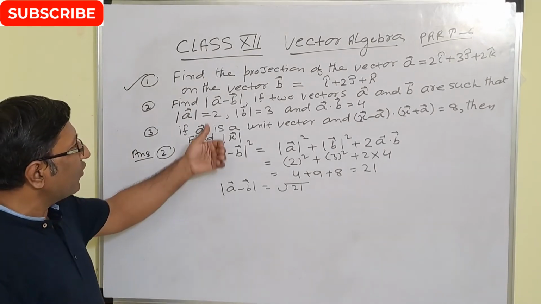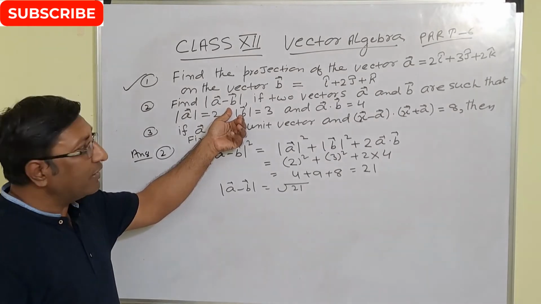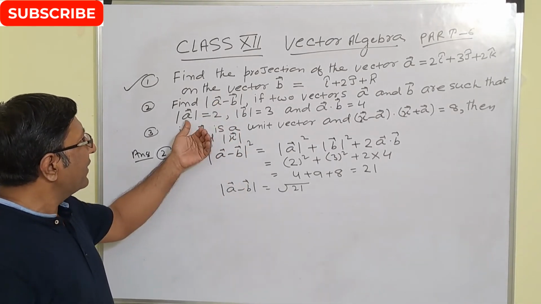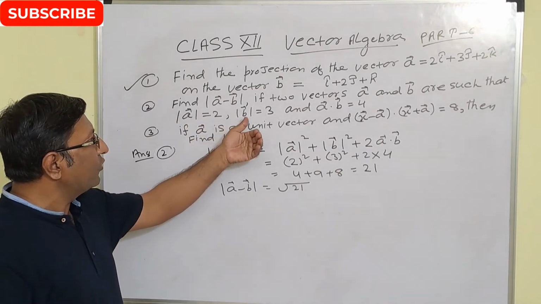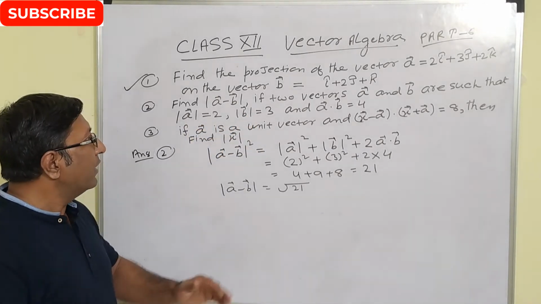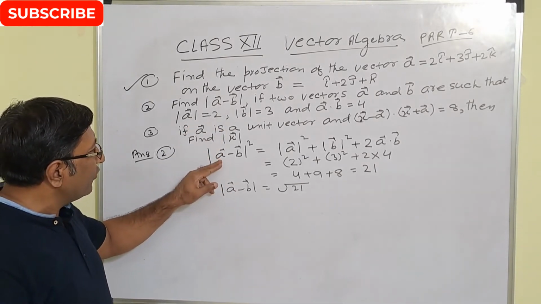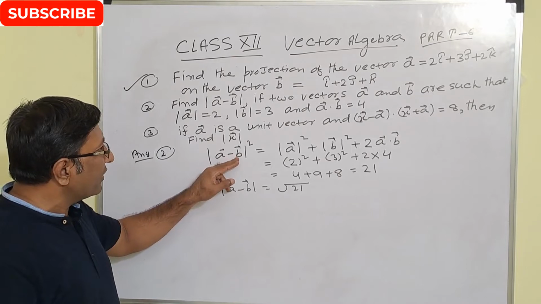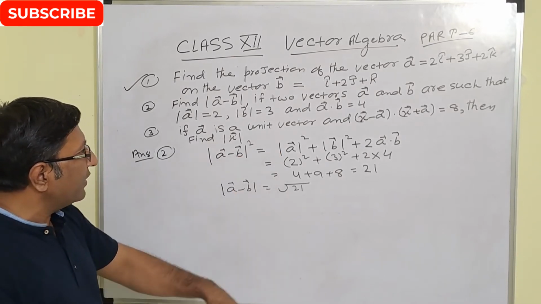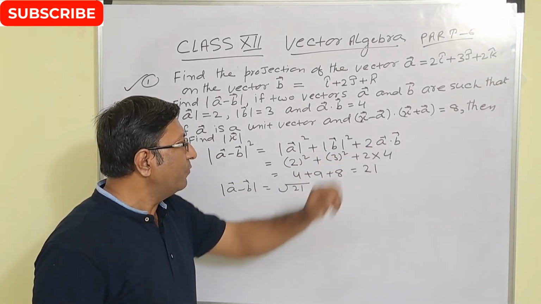So, a very simple question. Find the magnitude of A vector minus B vector when the two vectors A and B are given. Magnitude of A is 2, magnitude of B is 3, and A vector dot B vector is given as 4. For this type of question, just square the expression. So magnitude of A vector minus B vector, whole squared, equals magnitude of A squared plus magnitude of B squared plus 2 into A vector dot B vector.